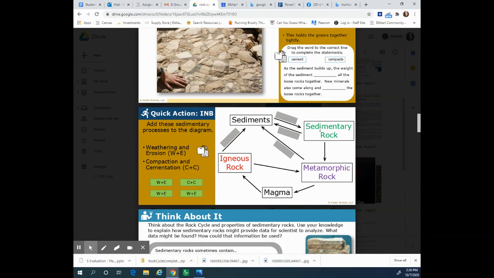Sediments to sedimentary rock. Is that weathering, erosion, or compaction and cementation? And vice versa, sedimentary rock to sediments. Is that weathering, erosion, or compaction and cementation? Metamorphic rock to sedimentary rock. Is that going to be weathering, erosion, or compaction and cementation?